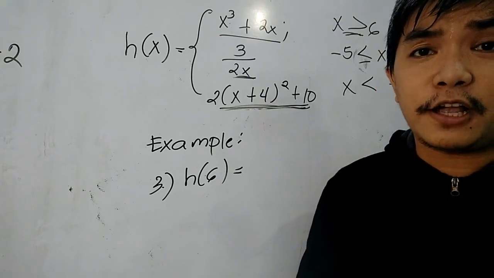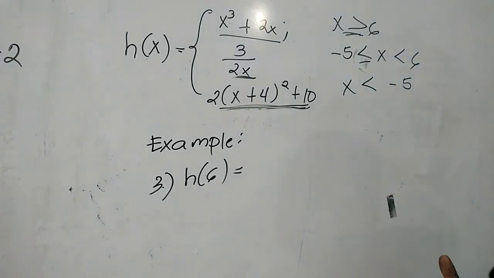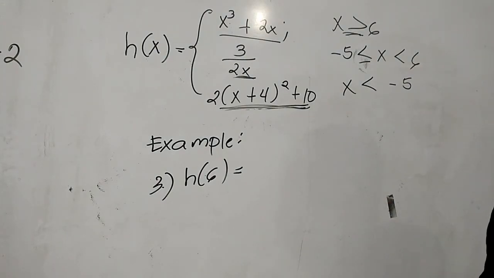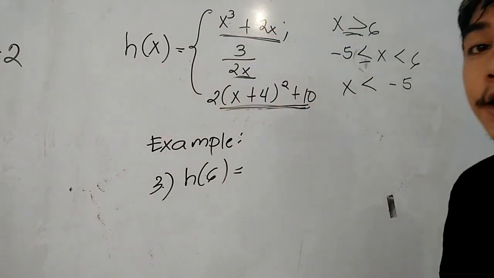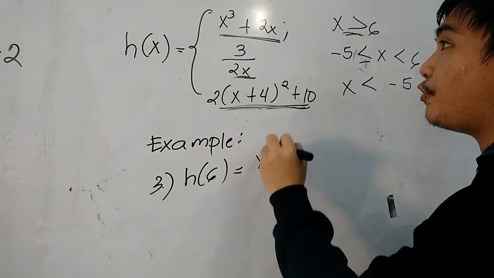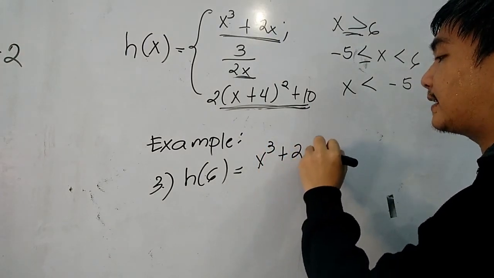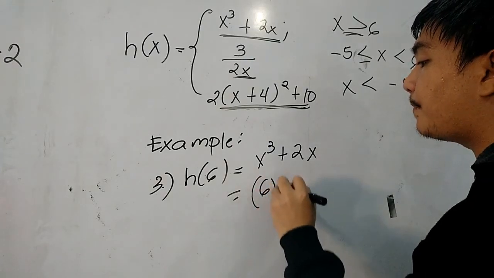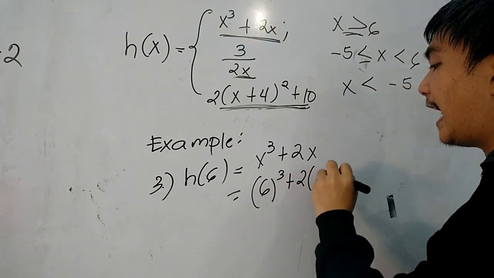So saan siya mag-fall na condition? Sa x is greater than or equal to 6, since pwede nga maging equal sa 6. So ang i-evaluate nating function is x cubed plus 2x. So let's solve. We have x cubed plus 2x. Then palitan natin yung x ng 6. So we have 6 cubed plus 2 times 6.